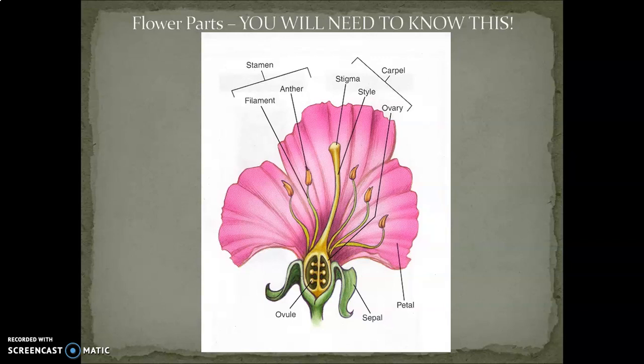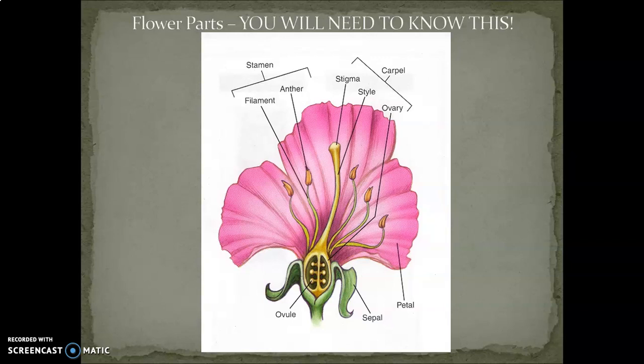The carpel, that's the female part, made of the stigma, the style, and the ovary. The stigma is a little sticky part on the top of the style. That's the part that's going to accept the pollen grains. The pollen will then work its way down the style, which is just a connective tube that connects the stigma to the ovary. The ovary, just like a female ovary, contains eggs on the inside. And those eggs, when they are fertilized by pollen, will then turn into a fruit.